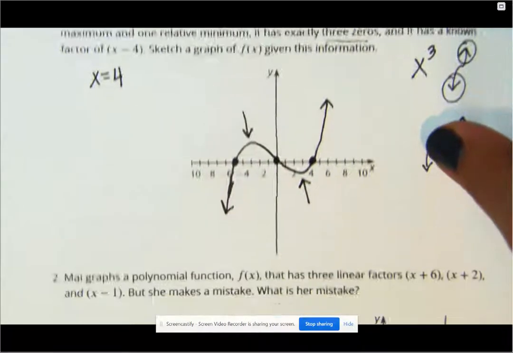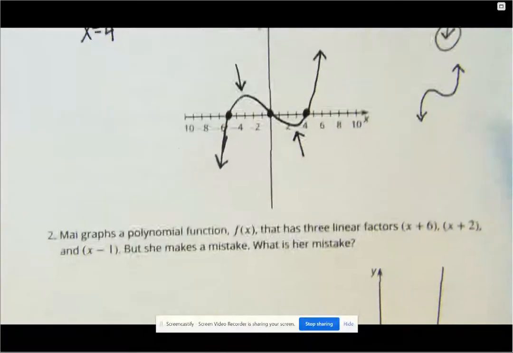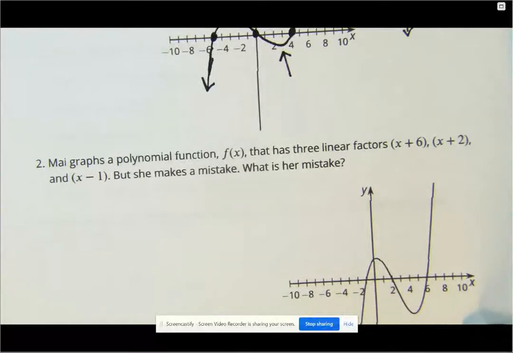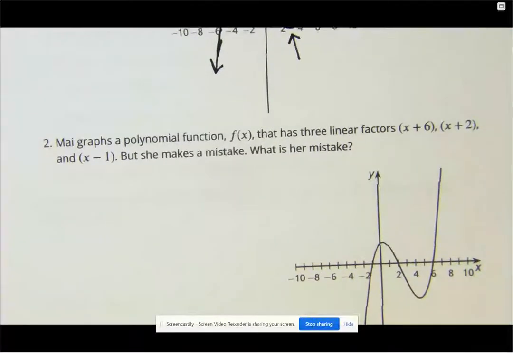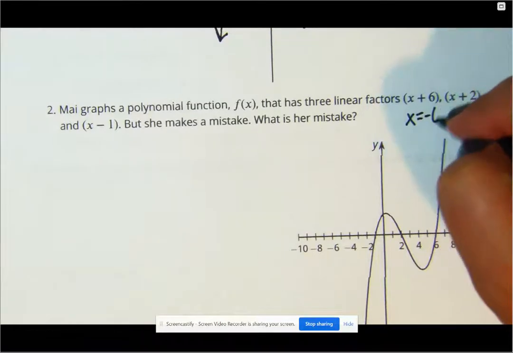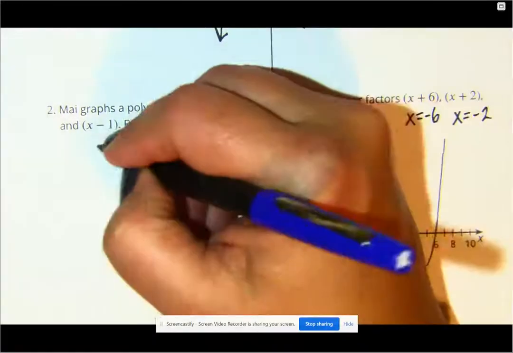Okay, my graphs a polynomial function, f of x, that has 3 linear factors, x plus 6, x plus 2, and x minus 1. But she makes a mistake. What is her mistake? So just above on number 1, when they told me x minus 4 was a factor, I knew that 4 was a 0. Whatever makes that factor 0 is the 0. So for this one, it's going to be negative 6, because that'll make that 0, negative 2, and positive 1.